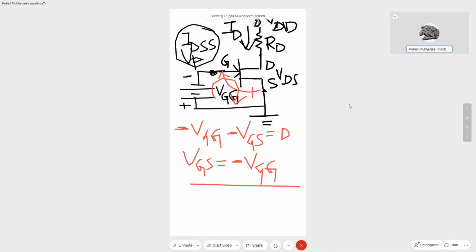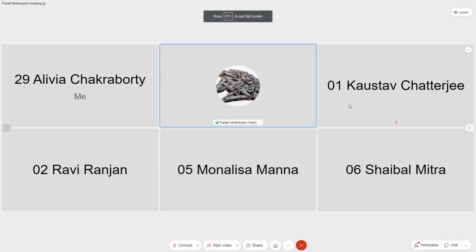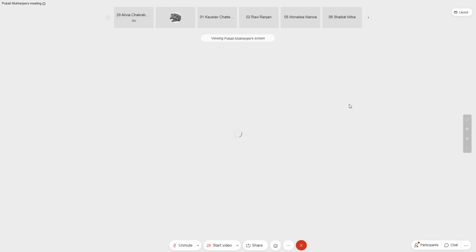Is this part clear? If you forget IDSS right now, just for a few minutes. So this circuit and this analysis, that VGS is equal to minus VGG, I think it is clear with all of you. Okay, so using a fresh screen, I hope you've taken it down, students. So what is IDSS first?